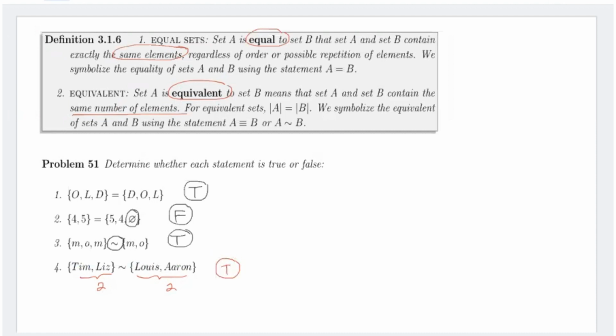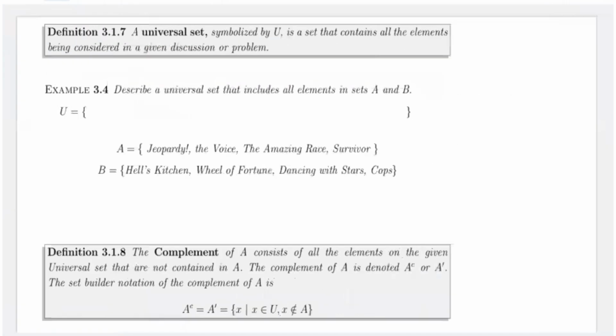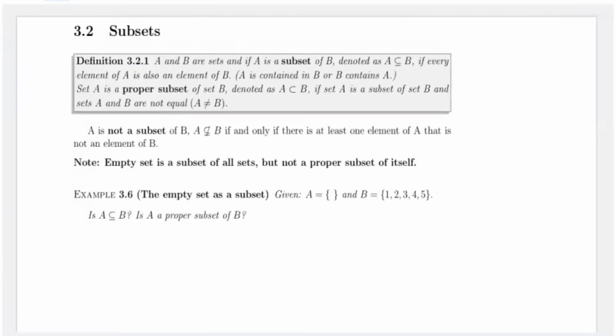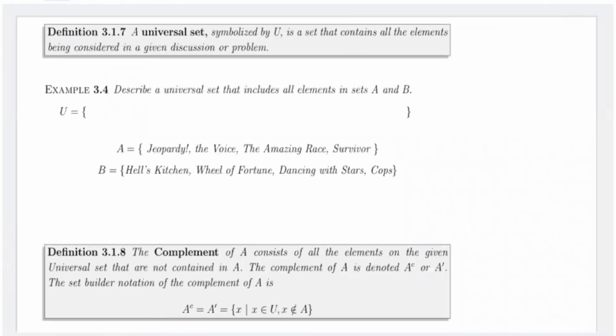Do you understand this? For equivalency, we are looking at the number of elements. We are not looking at the elements themselves. If you're looking at the elements, then it's an equal set. If you're looking at the number of elements, that's an equivalent set. Do you see the difference? All right, 52, 53, I leave you as an exercise for the next 2 days. Instead, I want to move to the universal set. I want to finish the chapter section today. We'll see how far I can go.